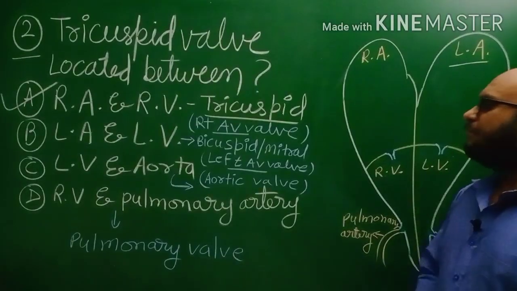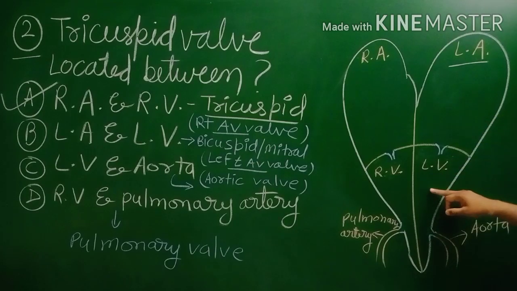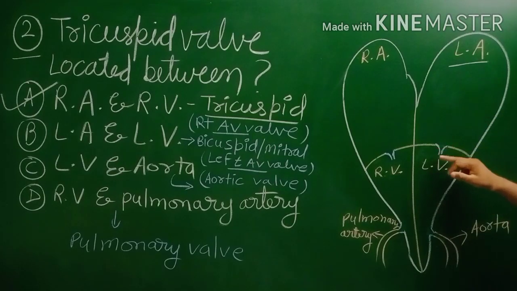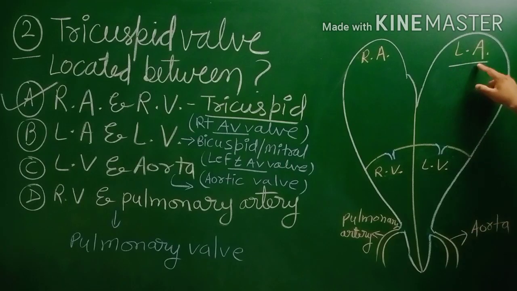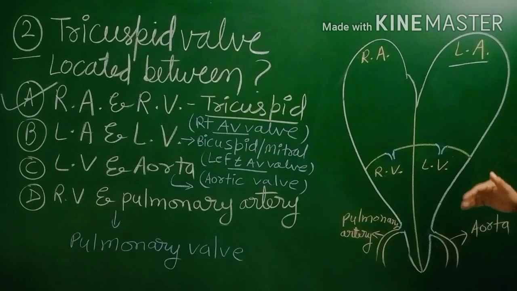Second is bicuspid valve. The bicuspid valve is found between the left atrium and left ventricle. This is the bicuspid valve. This valve is also known as mitral valve or left atrioventricular valve, because it is found in between left atrium and left ventricle.